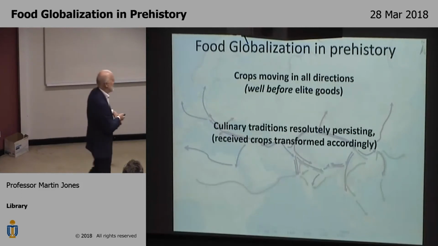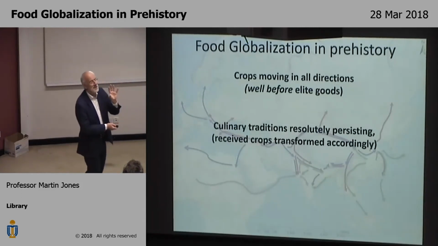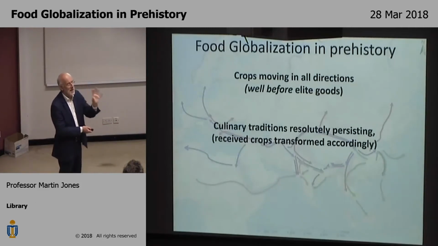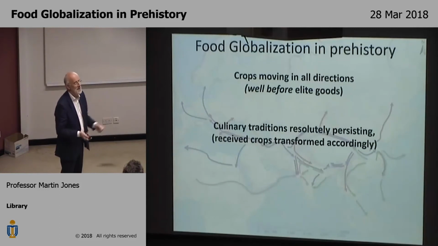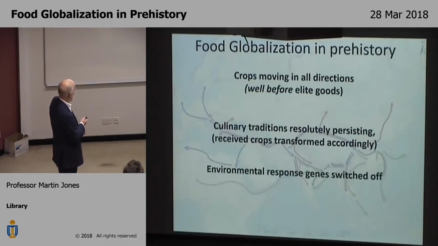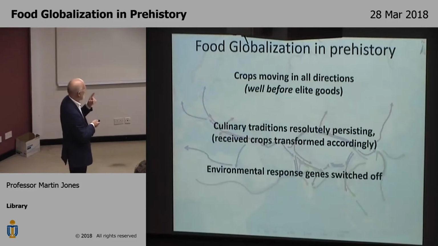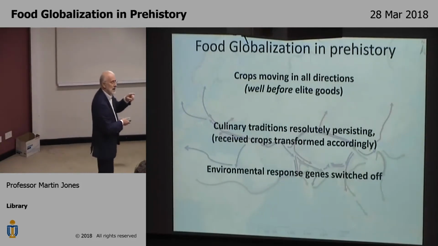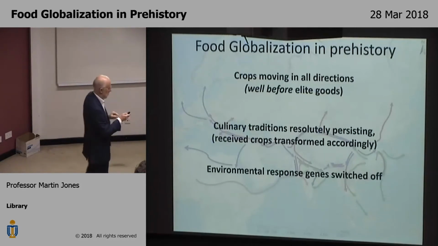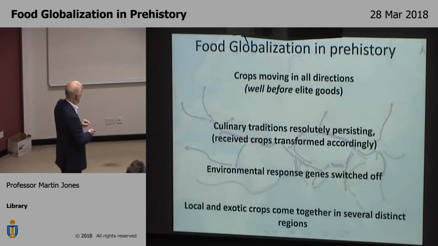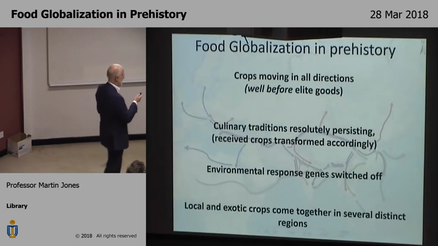And as this movement happens, these culinary traditions stay absolutely stubborn, and so as the crops come into a new area, they're hanging in with the same culinary traditions and changing the crops to fit them into that. And then this interesting thing about, in different ways in different places, genes are getting switched off in order to allow the crops to grow in a new area. And then, as a result, local and exotic crops come together in several distinct regions.